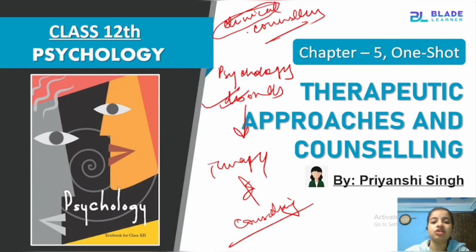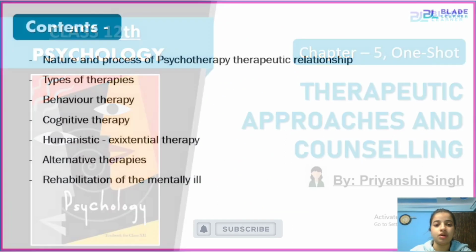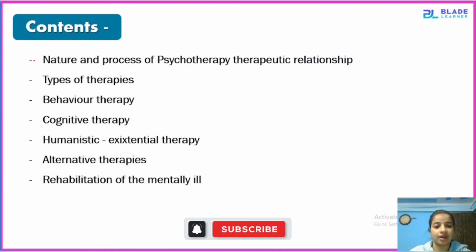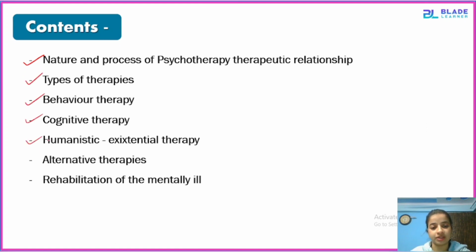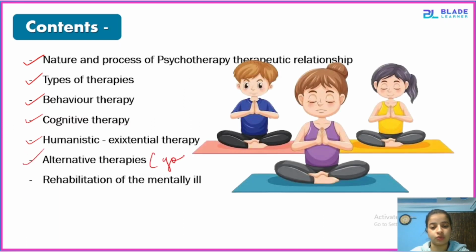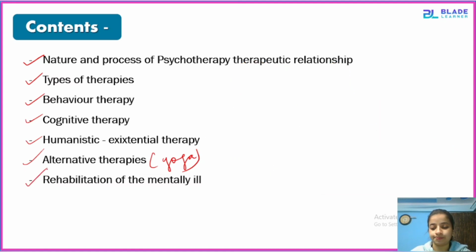In this chapter we will talk about another very important bit, which is known as counseling, another very important aspect of psychology. Here we will cover the nature and process of psychotherapy and therapeutic relationship, types of therapies, behavior therapy, cognitive therapy, humanistic existential therapy, alternative therapies. We will study about yoga and rehabilitation of the mentally ill.